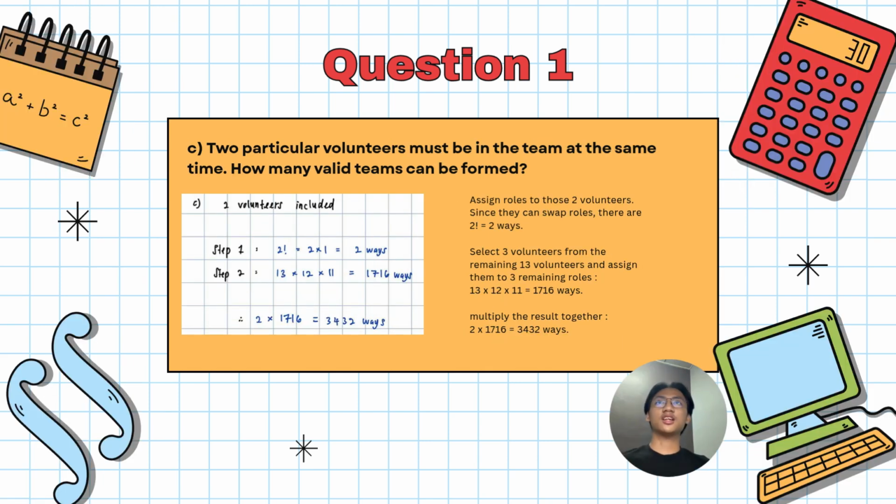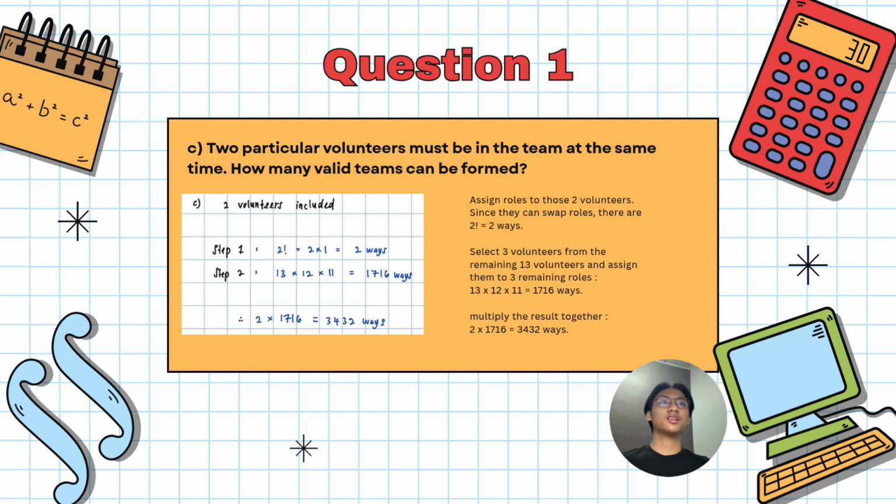Finally, let's consider the case where 2 particular volunteers must be in the team at the same time, which means there are 2 volunteers already included on the team of 5. First, let's assign the roles to those 2 volunteers. Since they can swap roles, there are 2 factorial, which equals 2 ways. Next, let's select 3 volunteers from the remaining 13 volunteers and assign them to the 3 remaining roles. So it's 13 times 12 times 11, which equals 1,716 ways.